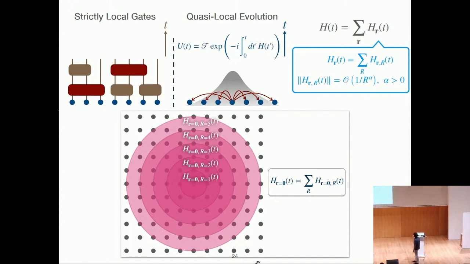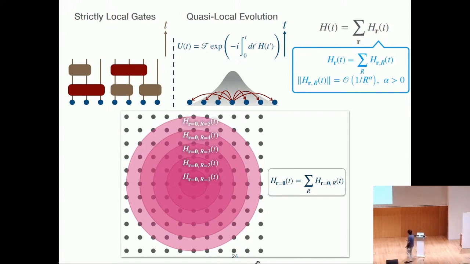However, this interaction at different range decays super polynomially with the range, with the distance. Super polynomial means it decays faster than any power law, but it still decays slower than exponentially decaying functions. That's why it's not a local evolution, but only a quasi-local evolution. So this is sort of the decaying profile of this kind of interaction and evolution.